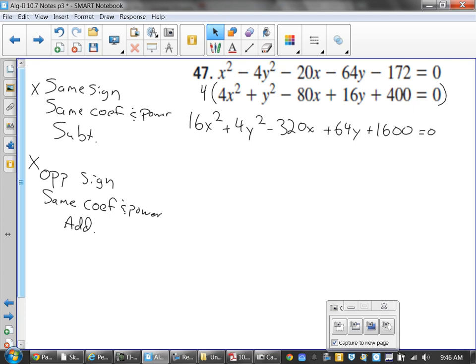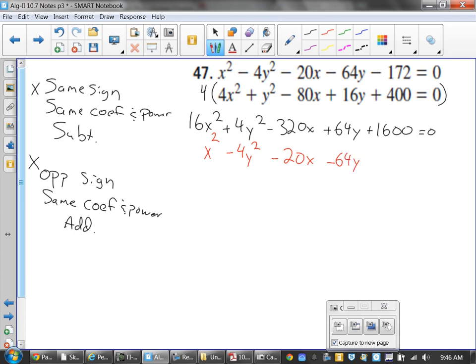Now, what I'm going to do is just rewrite that top equation just below it, just so you can see how I'm adding these things together. So here's the top equation. It was x squared minus 4y squared minus 20x minus 64y minus 172. So I'm going to add these two together, and I get 17x squared minus 340x plus 1428 is 0.